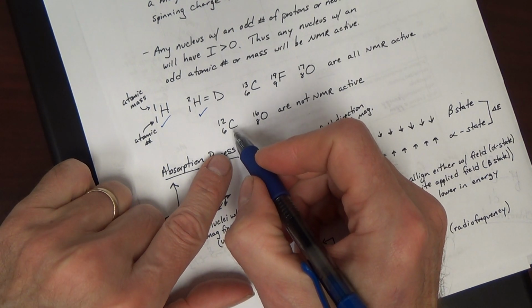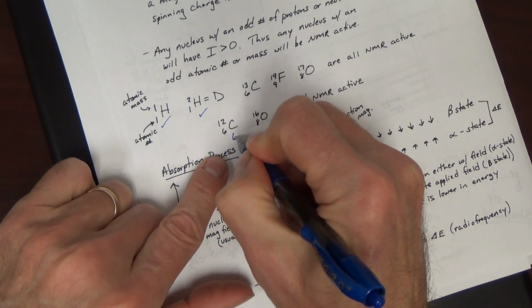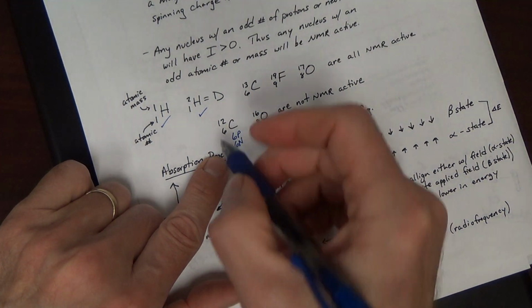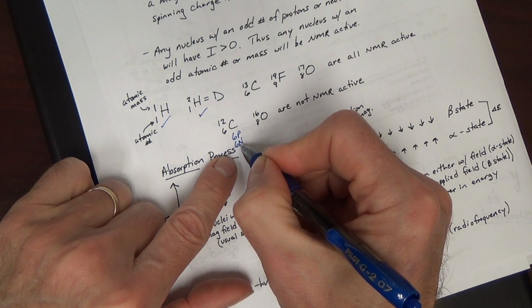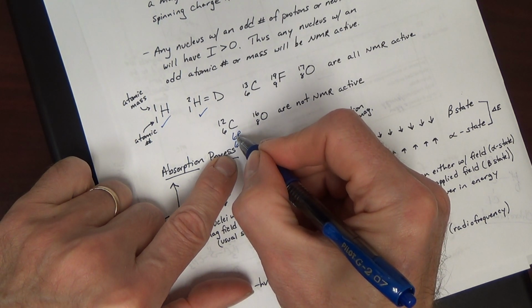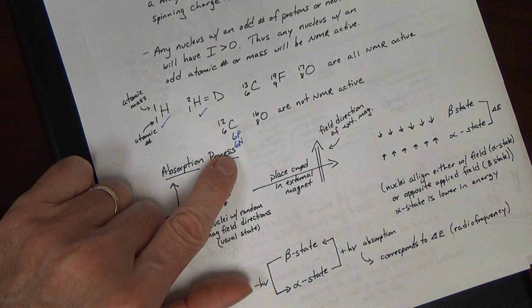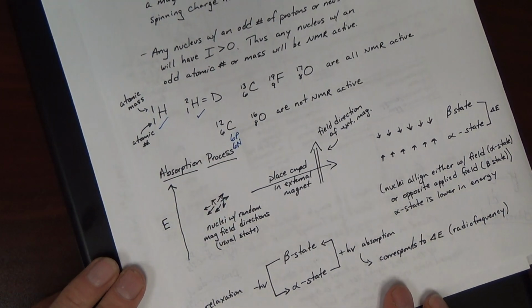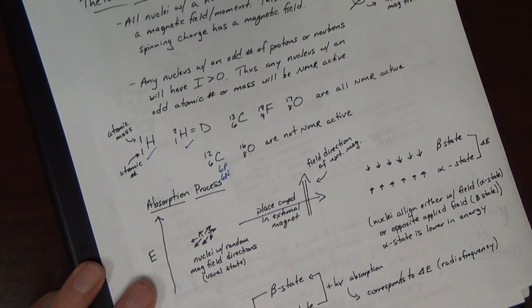What about carbon? The most common isotope of carbon is carbon-12. That would be 6 protons and 6 neutrons. Is this NMR active? No. Neither proton nor neutron is odd. The spin quantum number of carbon-12 is 0. It has no net spin. It does not have a magnetic moment associated with it. Thus, you cannot do NMR on carbon-12. Not NMR active. But what about carbon-13?